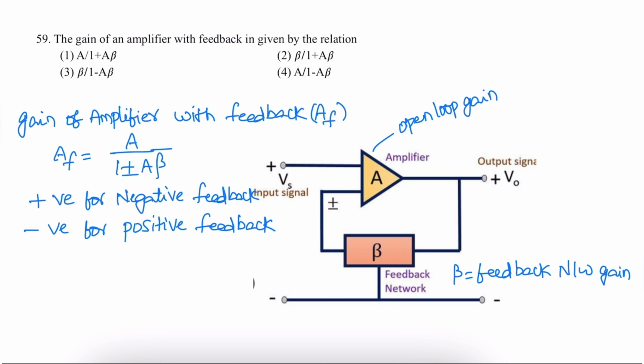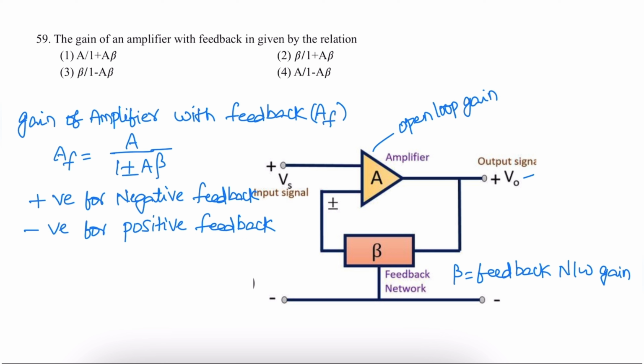Next, the gain of an amplifier with feedback is given by the relation. So this is a feedback amplifier network as shown in the image. Vs is the input signal, V0 is the output signal. The feedback signal is given to the feedback network of gain beta. So here feedback may be either positive feedback or negative feedback.